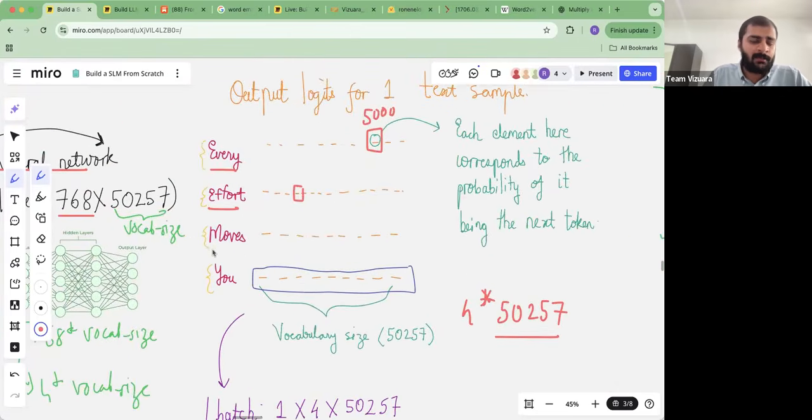Whatever. Then I go to "moves". I look at that index, which has the maximum probability. And that gives me the prediction for "moves". Similarly, I look at "you" and I look at that token which has the maximum probability, and that gives me the next prediction for "you".